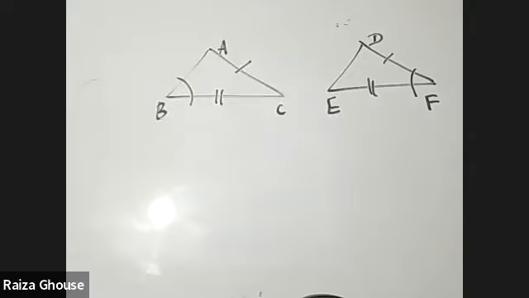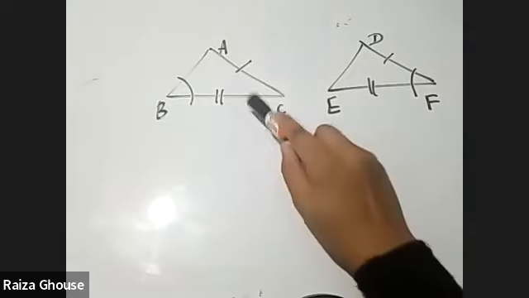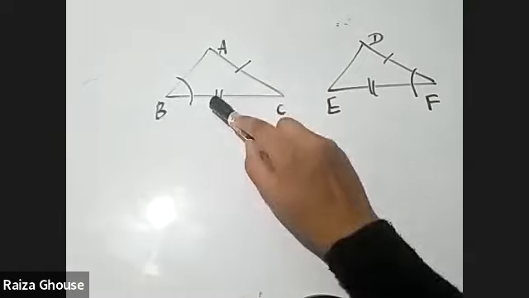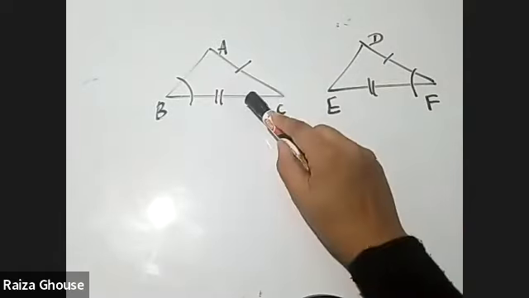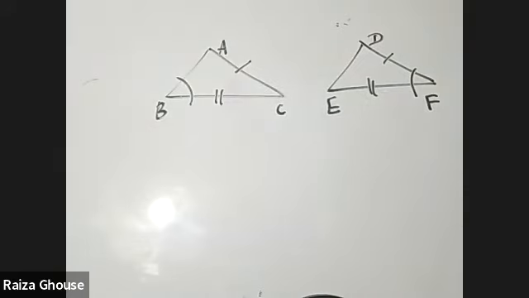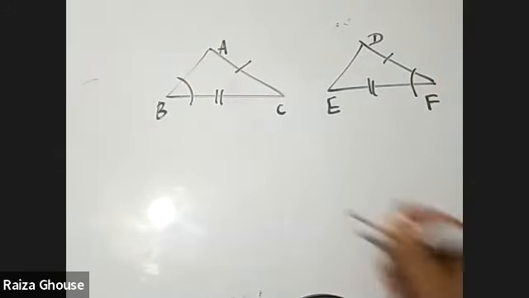They are not congruent. Why is that? Look at this one. The angle is not included in the side. This should be here. This is okay, but this is not okay. So they are not congruent. Simple, right? Now I'll give you the next question.